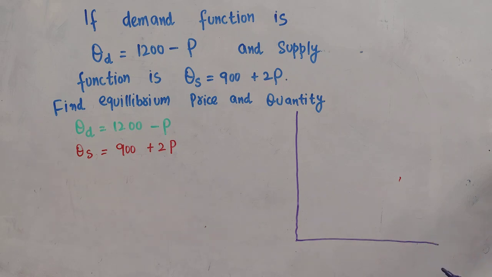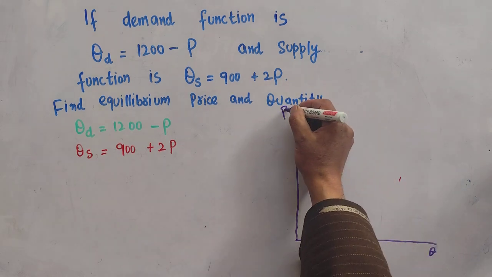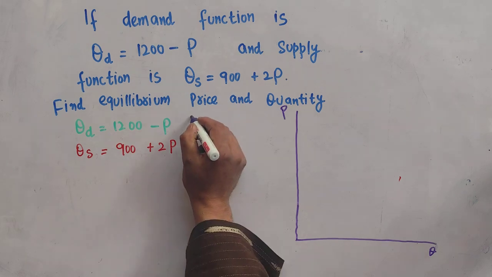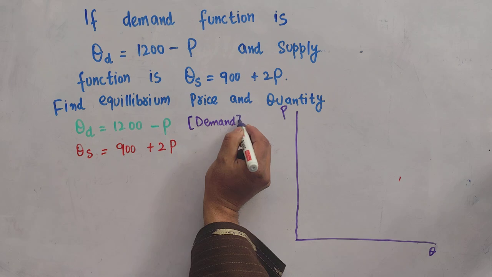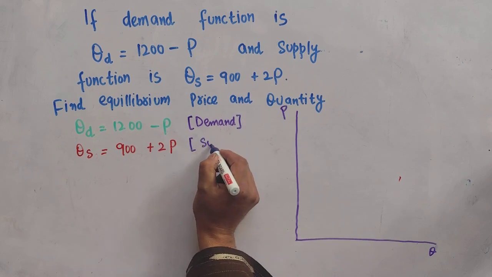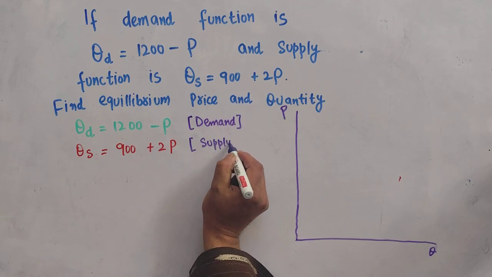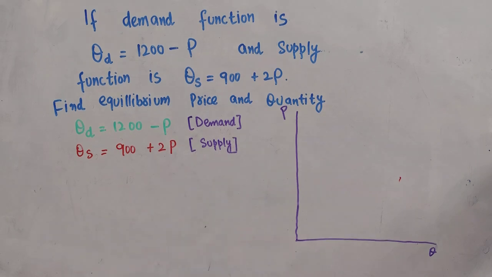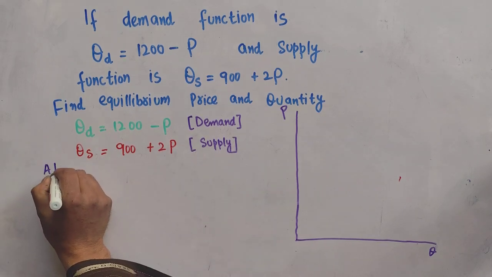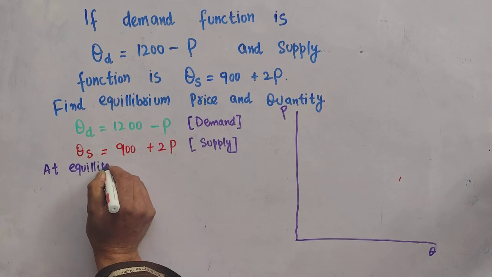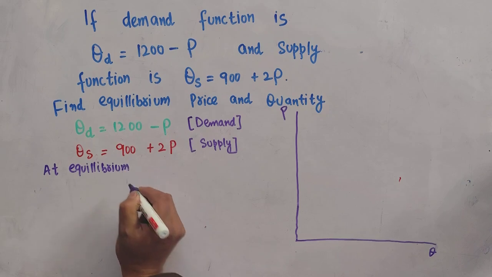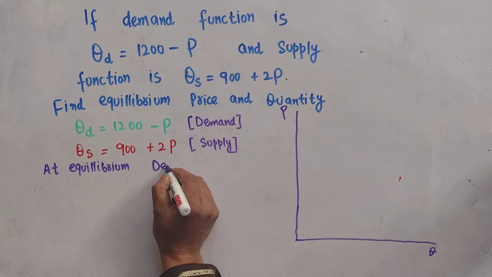Okay, so we have quantity on the horizontal axis and price on the vertical axis. So this is our demand function, this is our supply function, okay. At equilibrium, what happens? At equilibrium, demand should be equal to supply.